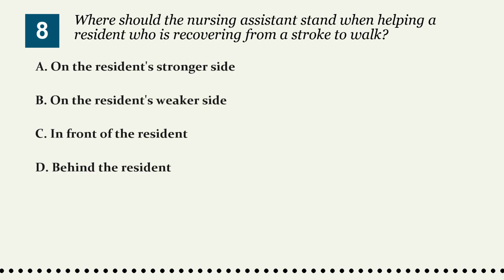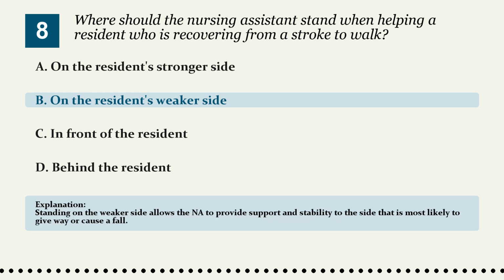Question 8. Where should the nursing assistant stand when helping a resident who is recovering from a stroke to walk? Option A. On the resident's stronger side. Option B. On the resident's weaker side. Option C. In front of the resident. Option D. Behind the resident. The correct answer is option B. On the resident's weaker side. Standing on the weaker side allows the NA to provide support and stability to the side that is most likely to give way or cause a fall.